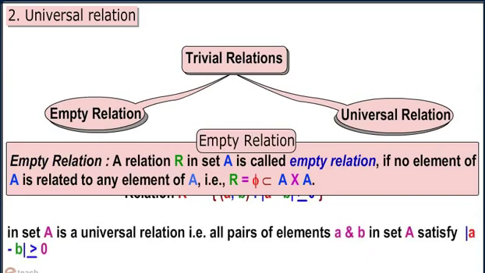Let us take an example on universal relation. A relation R prime equals the set of all ordered pairs A comma B such that the modulus of A minus B is greater than equal to 0. Relation R prime in a set A is a universal relation, that is, all pairs of elements A and B in set A satisfy the modulus of A minus B is greater than equal to 0.